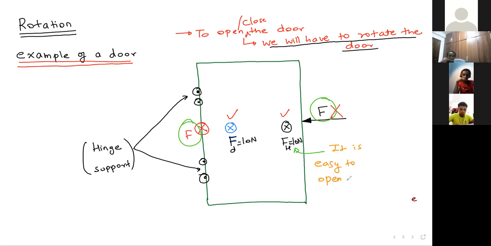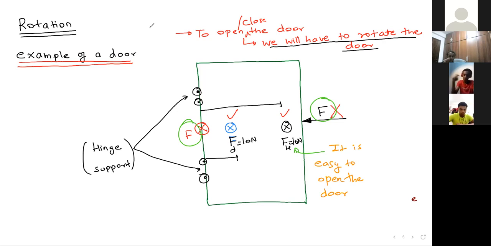Why? Because it's far away from the center. Or you can say this force is at a greater distance from the center, and this force is at a lesser distance, right? Yeah. So can I make a statement?